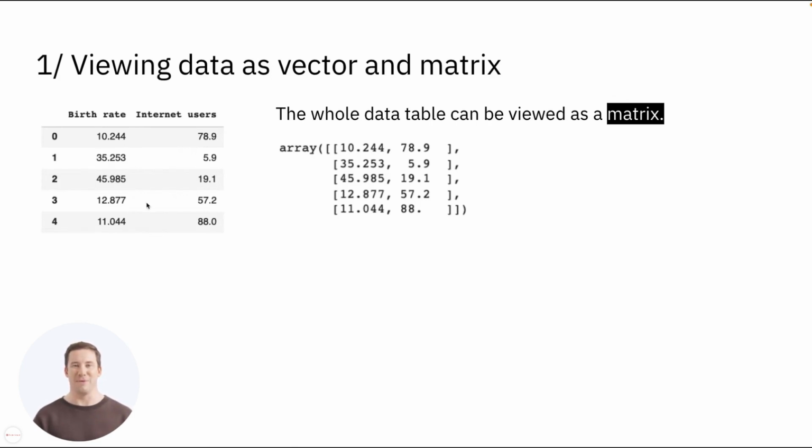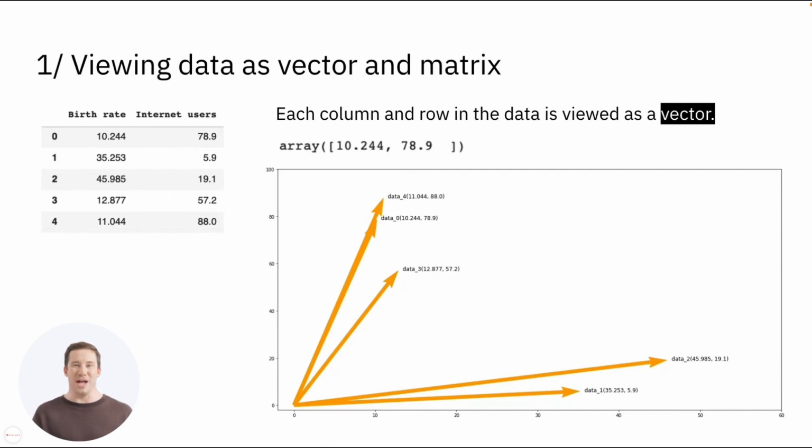When your database goes into the computer, the computer will look at your data table in the form of a matrix like this, a matrix array, and it's all like this. For example, we have 10.244, 35.255, 45, and so on, like a matrix that you learned in high school.